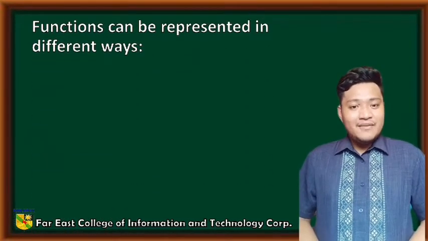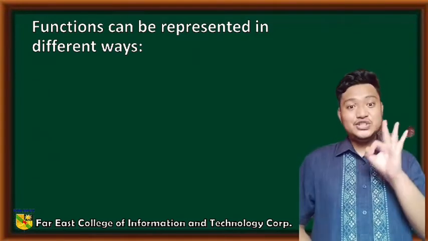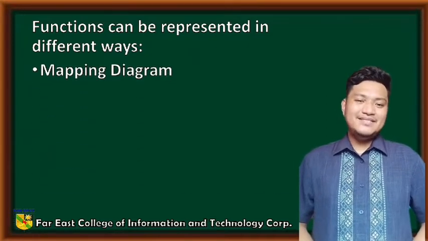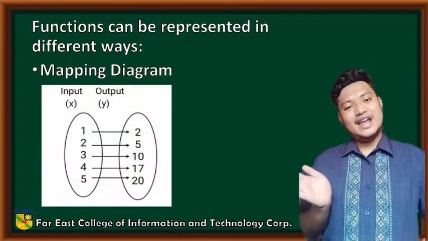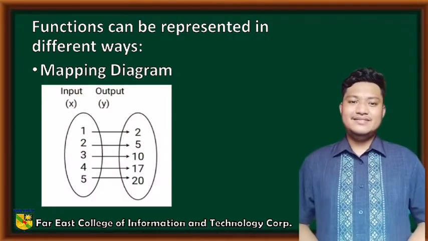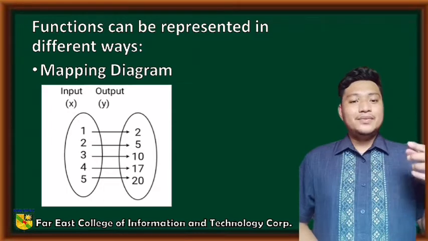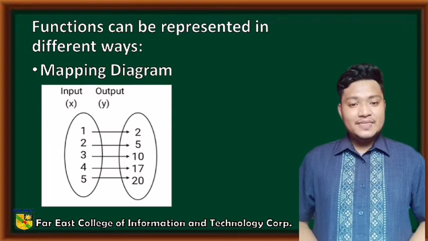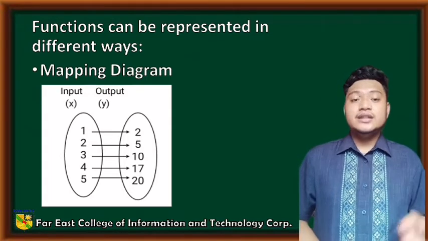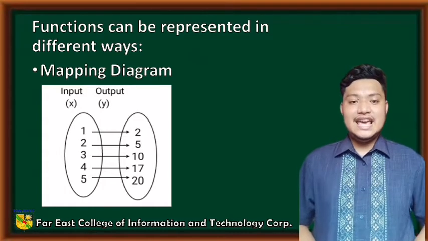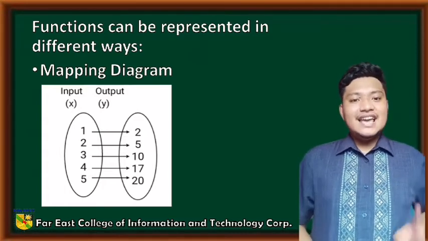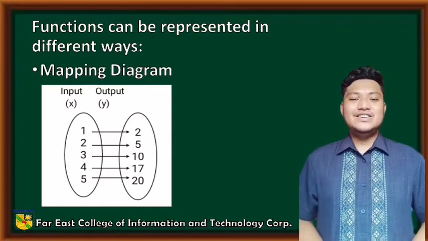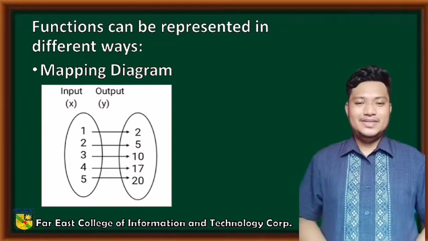A function can be represented in different ways. There are three ways. Number one is the mapping diagram. It looks like this. The mapping diagram has two circular figures, and in each figure, the first circle holds the values of x, and the second figure holds the values of y. Okay, so this is the mapping diagram.